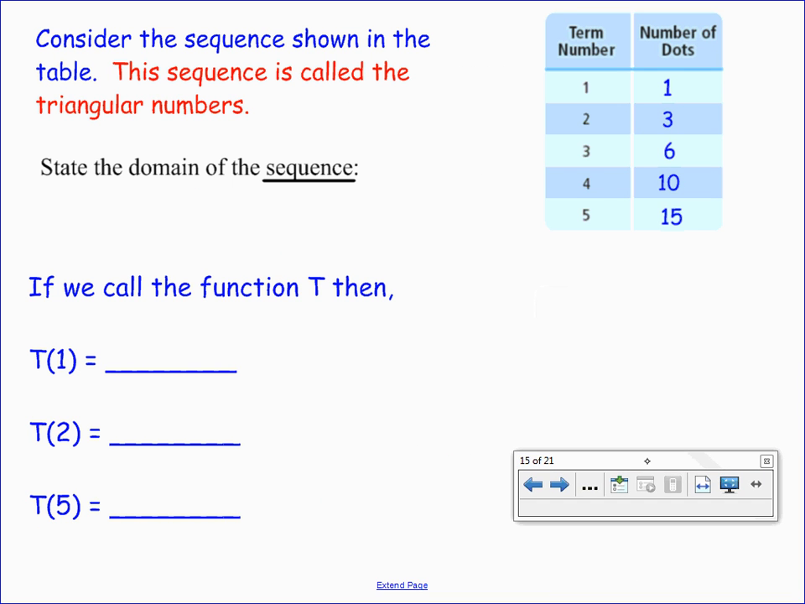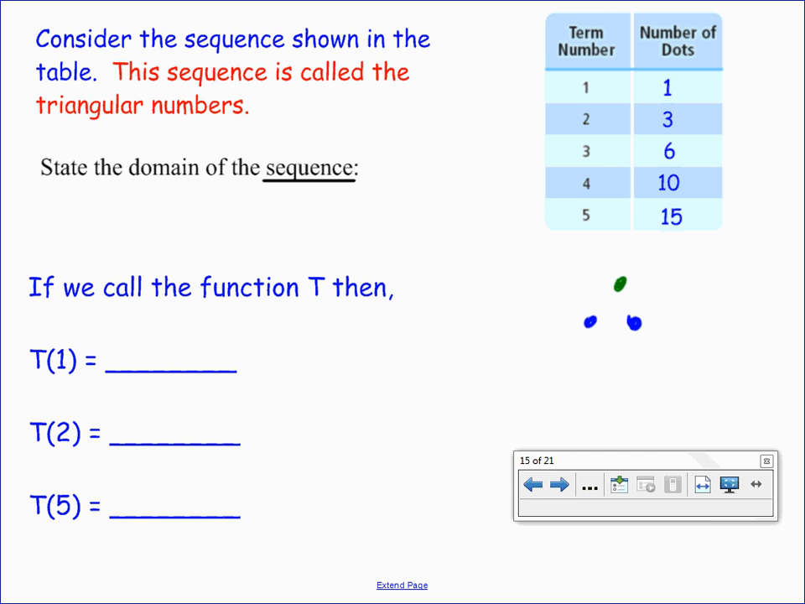Now let's consider the sequence shown in the table. This sequence is from a famous sequence of numbers called the triangular numbers. The triangular numbers take inputs and pair them with the outputs such that 1 is paired with 1, 2 is paired with 3, 3 is paired with 6, 4 is paired with 10, and so on. In fact, the triangular numbers get their name from arranging objects or dots in triangular arrays.